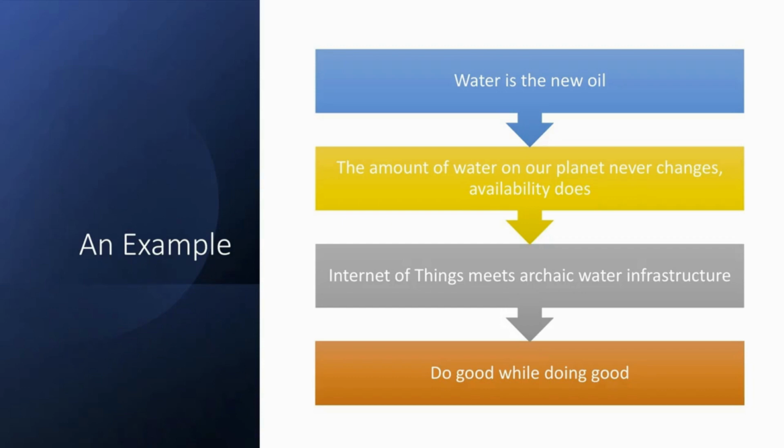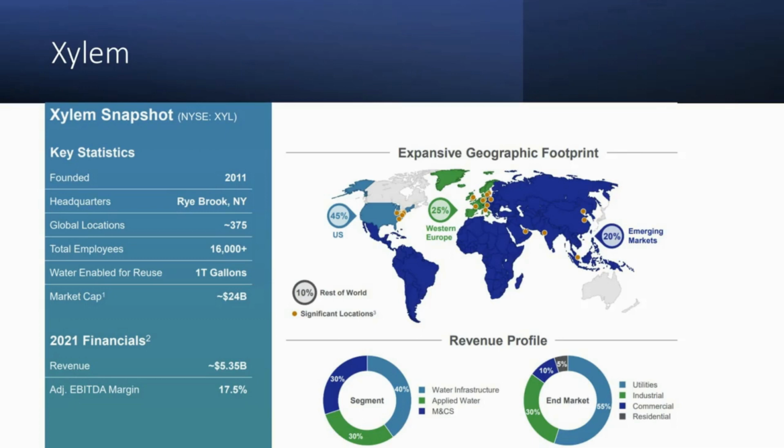So the company is called Xylem, and you can see here that they are relatively large. Their market cap is much smaller now, more around $17 billion. So it's fallen quite dramatically, as most stocks have since the beginning of the year. But this is a great slide that shows you their geographic footprint, where they operate, their revenue profile. They're dabbling in water infrastructure, applied water, and MNCS. I can't actually recall that acronym, but it relates to water. And then you have here the end markets they target, mainly utilities, then industrial, commercial, and residential.